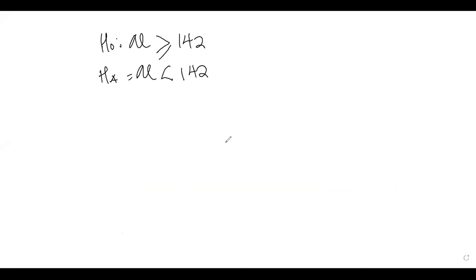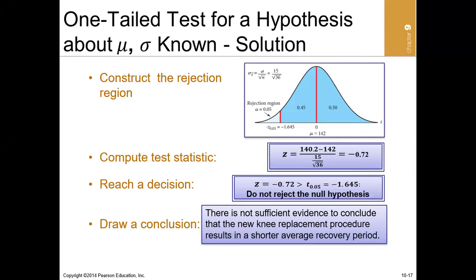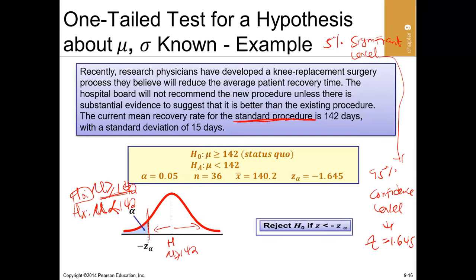Okay. So here, we are going to compute the Z values. Let's assume that we are testing this at 95% confidence, one tail. Okay.